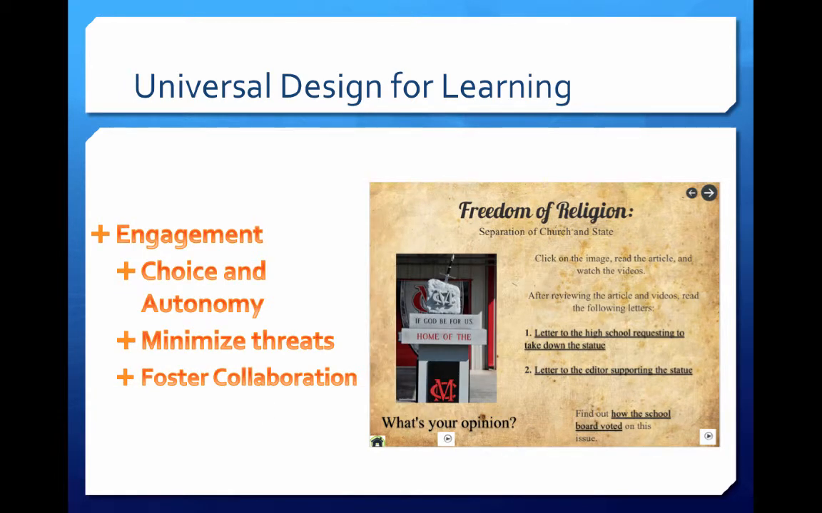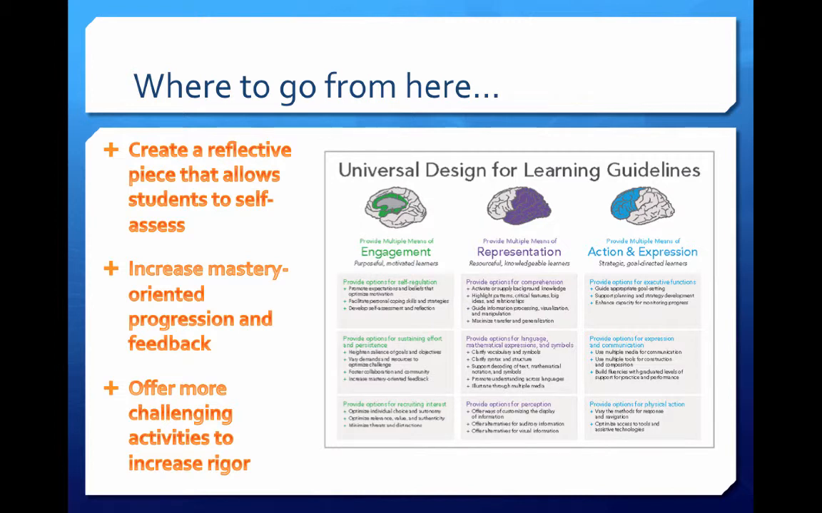Students had absolute choice because there were so many embedded assistive texts that minimized a lot of threats, and there were a lot of activities that fostered collaboration via a Google Doc or other group projects. From here, I would like to create more reflection for students to self-assess, try to come up with a way to make this more mastery-based so students have to meet proficiency before progressing.